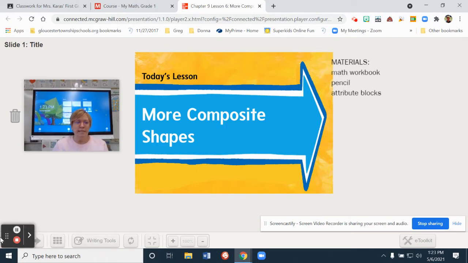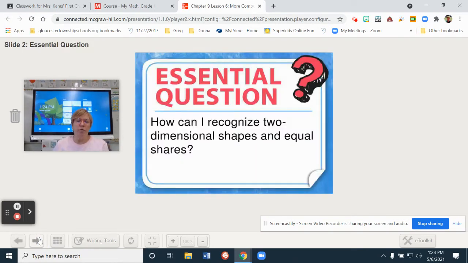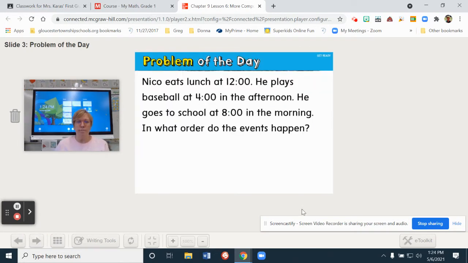All right, so today's lesson is more composite shapes. We were working with composite shapes in the previous lesson that were composed of just two different blocks. So I'm thinking this is going to be an even more interesting lesson. In the meantime, we are working for answers to this question: how can I recognize two-dimensional shapes and equal shares? All right, so for now, let us go to our first math warm-up.